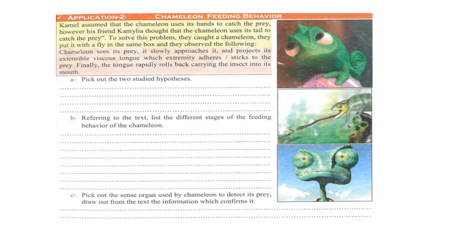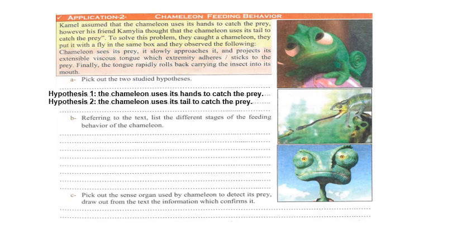Pick out the two studied hypotheses. When we answer, we have to write the word hypothesis. Here we have to write hypothesis 1, hypothesis 2. Hypothesis 1, the chameleon uses its hands to catch the prey as Camel assumed. Hypothesis 2, the chameleon uses its tail to catch the prey, as Camellia said.